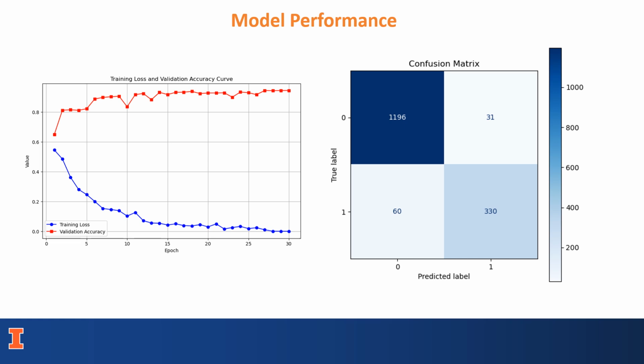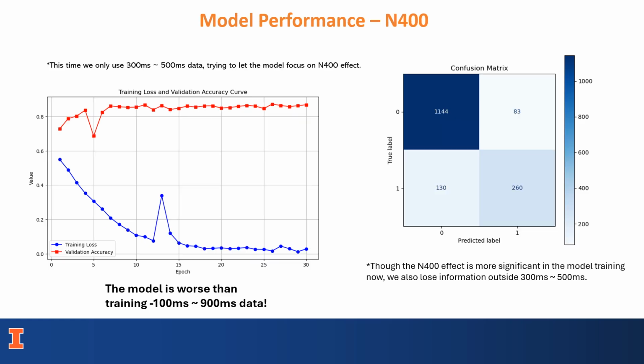The training loss and validation accuracy curve shows a consistent decline in training loss and stable high validation accuracy, indicating effective learning. The confusion matrix reveals a good classification outcome, and the model is reliable in distinguishing between classes, even if the data is obviously imbalanced. However, if we focus on the 300 to 500 milliseconds window to let the model learn the N400 effect, the model performance slightly reduces compared to the full time range, as it loses information outside this narrower time frame. So we will continue to evaluate the whole sequence model.